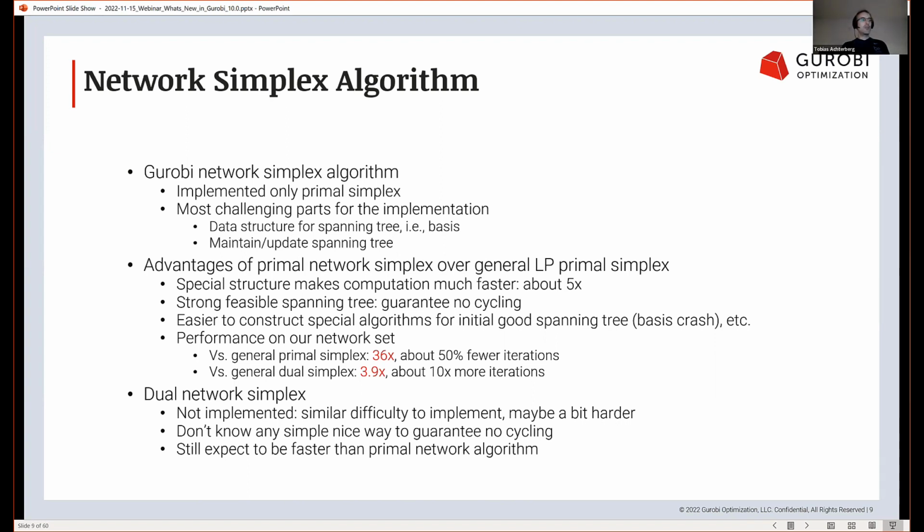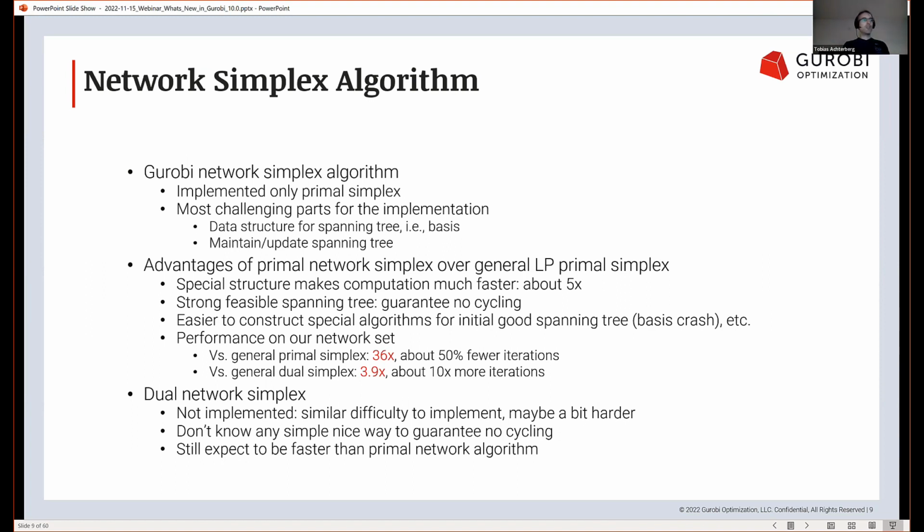And the advantages of the primal network simplex over the general LP primal simplex is that with this special data structure, the computation is much faster, because this is really a completely combinatorial algorithm then, so no LU factorization, no linear system solve, and so forth. And so that means one pivot is about 5 times faster than in the general LP primal simplex. There's a guarantee that you get no cycling here, and it's easier to construct special algorithms to design a good initial spanning tree, which in the LP simplex would be the basis crash procedure.